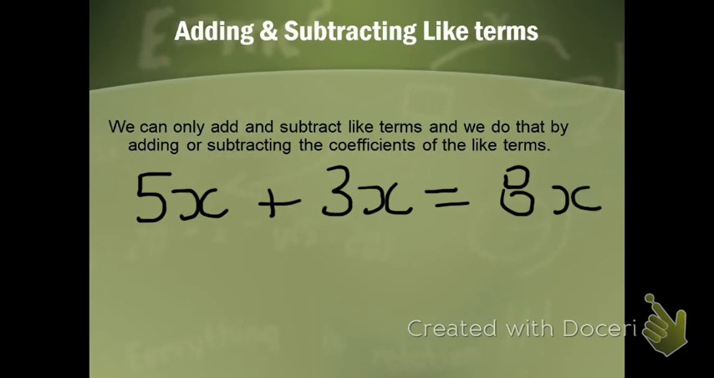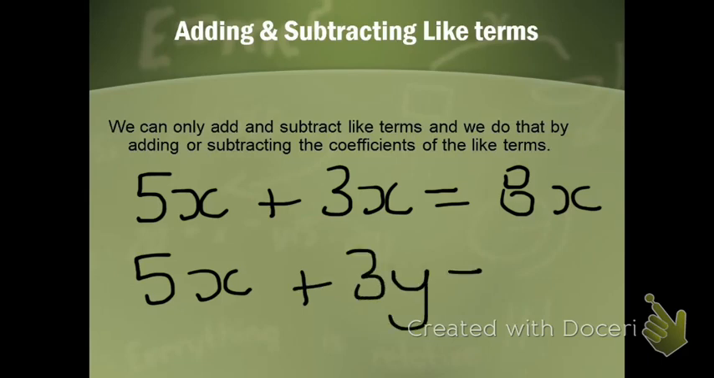Okay, if we have one like this, 5x plus 3y, we need to decide, are the terms like? Well, I've got 5 lots of x and I want to add 3 lots of y. Can we add x and y? No, we can't. They're not like terms. So that answer would be 5x plus 3y. Okay, we'll have a look at some harder examples now.